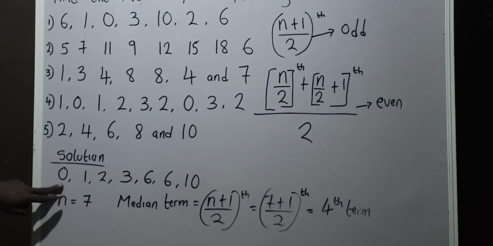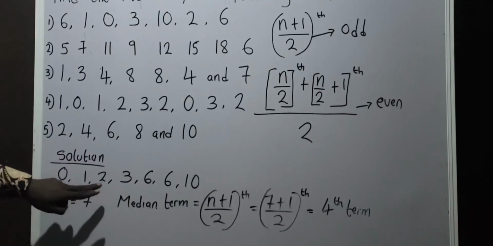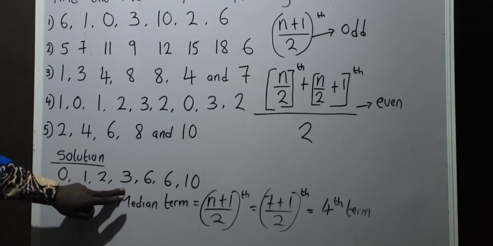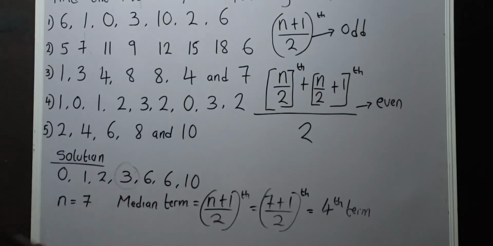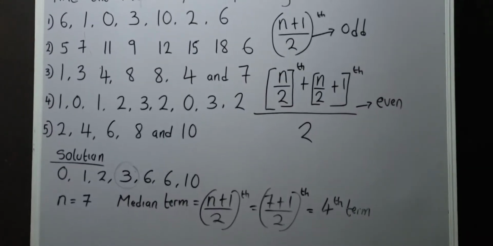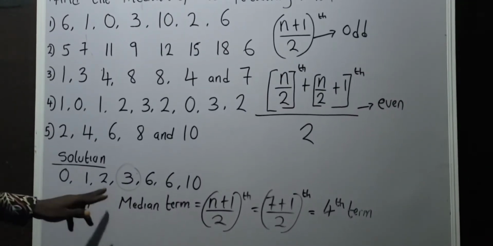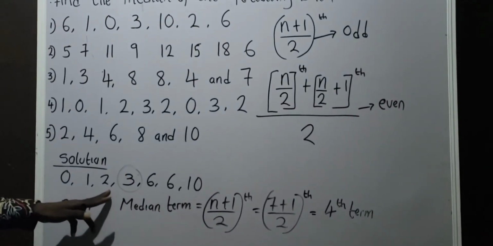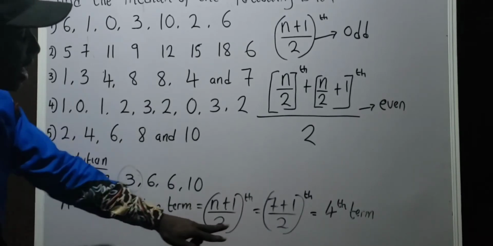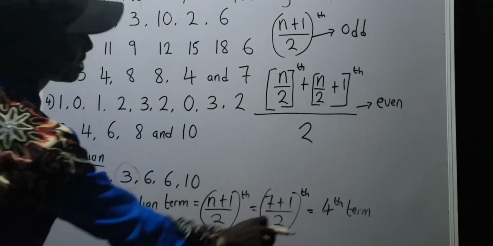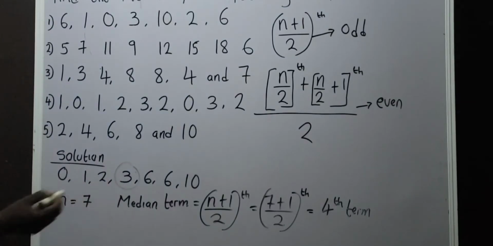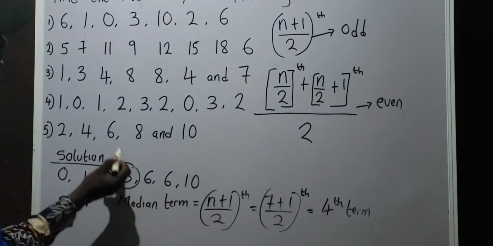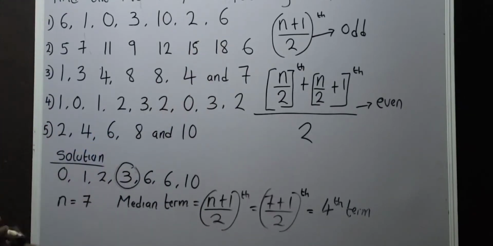Now let's go back to our data set. This is the first term, this is the second term, this is the third term, and this is the fourth term. So therefore the median of this data set is 3. You understand? The median is 3 because, according to the median formula, when the total number of elements is odd, I make use of this formula, substitute the value of 7, and get the fourth term. The fourth term in my data set is 3. So we have gotten the first answer.